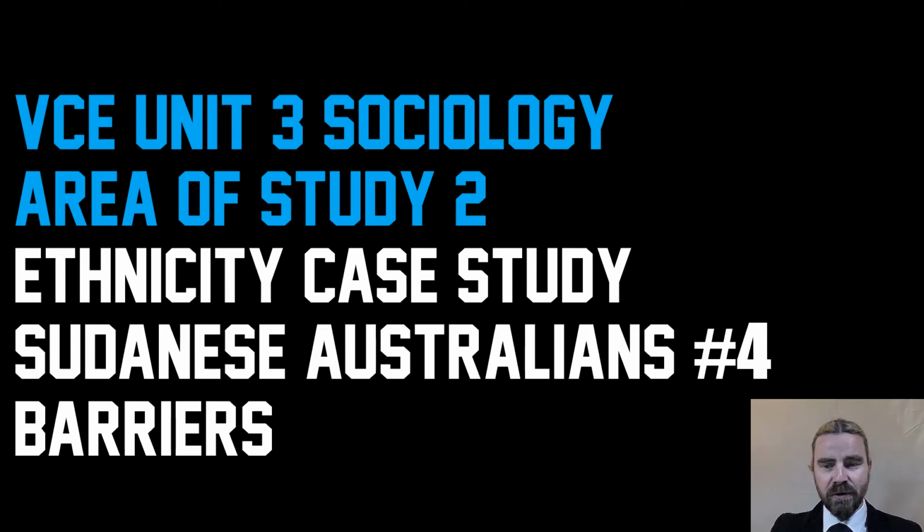Hello sociologists, and welcome to our fourth lesson on our case study for the ethnicity topic, Sudanese Australians. Today we're going to look at barriers to social inclusion for Sudanese Australians, and there's quite a few, so we're not going to have an activity today. We're just going to get through a whole heap of material, so let's get stuck in.